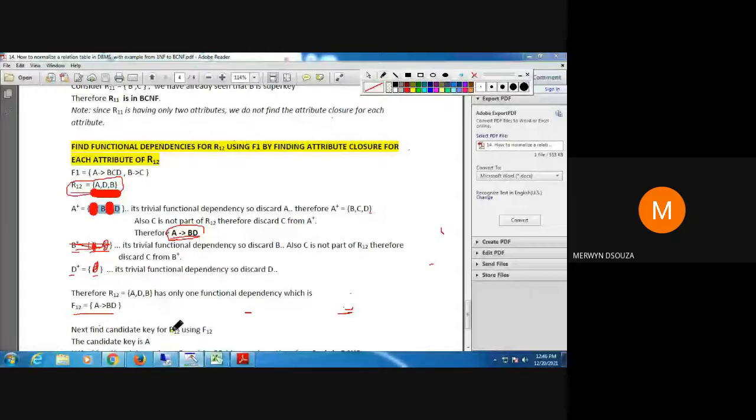Find the candidate key. You'll get a candidate key as A only. So this candidate key is the left hand side, and you can claim that it's a super key. Therefore, you can claim that R12 is also in BCNF.